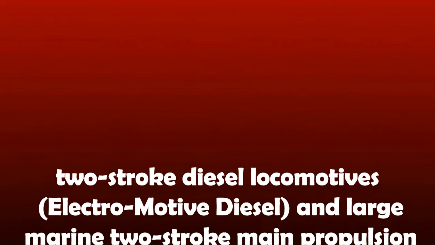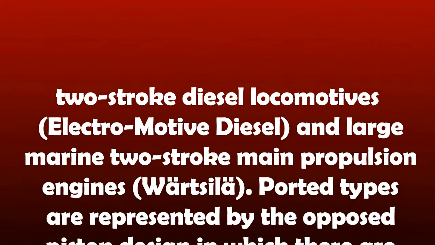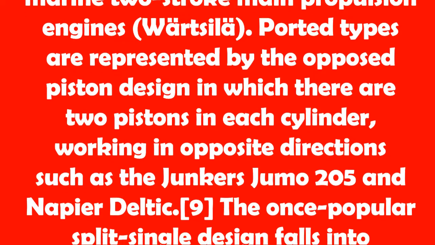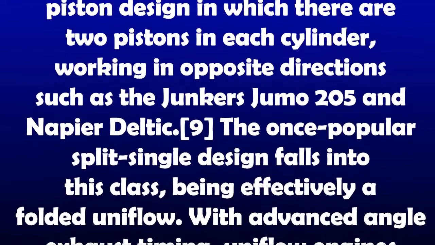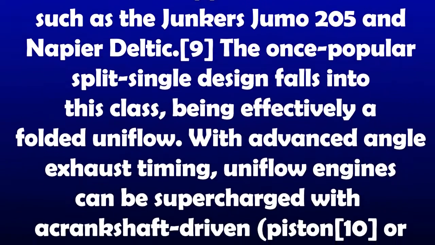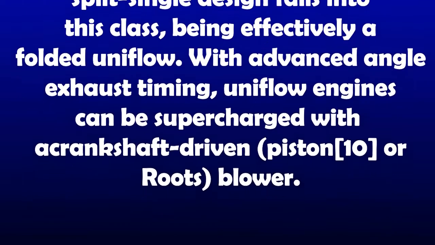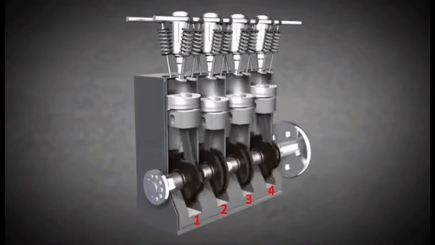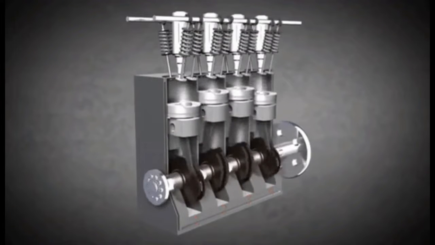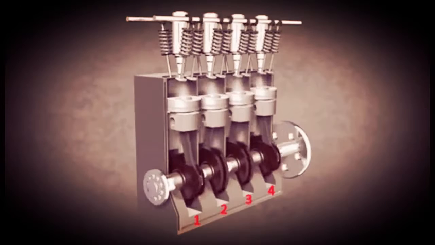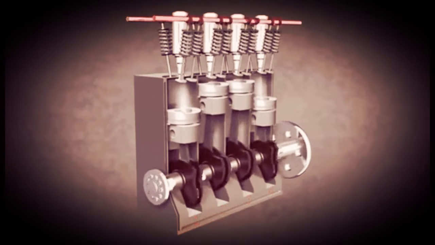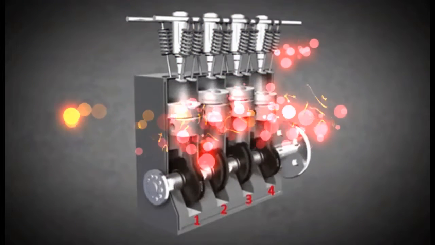Ported types are represented by the opposed piston design in which there are two pistons in each cylinder, working in opposite directions such as the Junkers Jumo 205 and Napier Deltic 9. The once popular split-single design falls into this class, being effectively a folded uniflow. With advanced angle exhaust timing, uniflow engines can be supercharged with a crankshaft-driven piston or Roots blower.